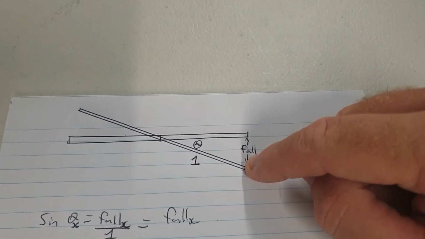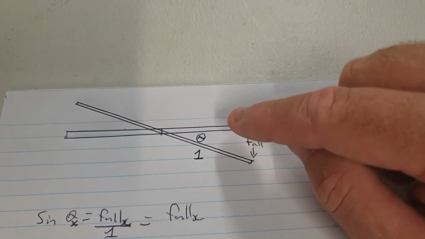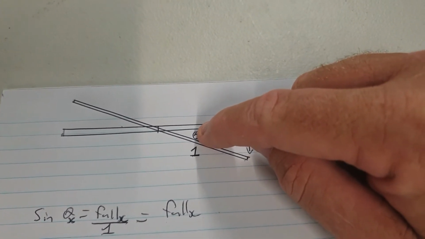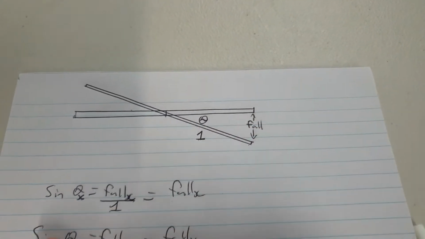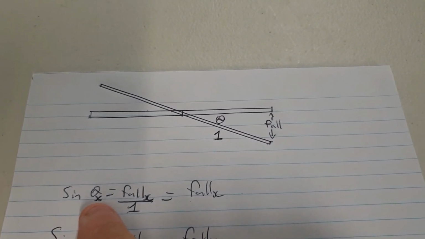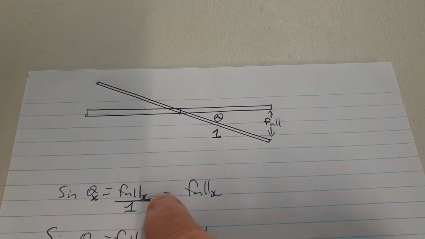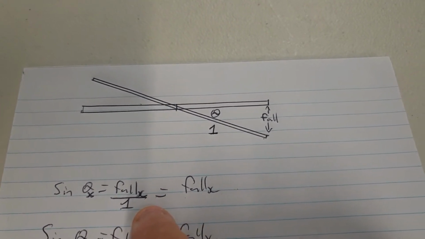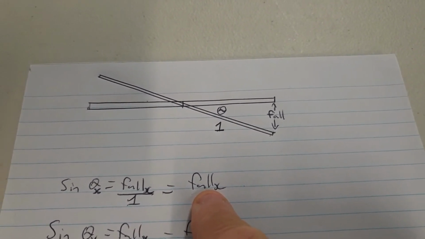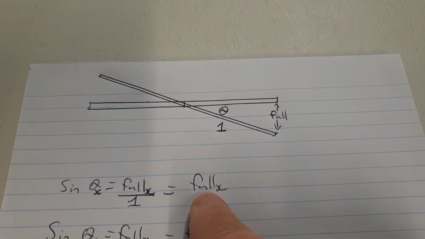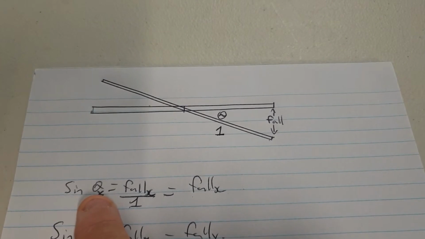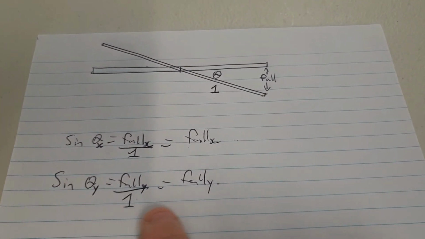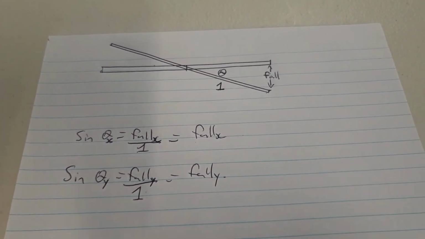Now we know from trigonometry that the sine of this angle will be equal to the opposite over the hypotenuse. So the sine of the angle in the x direction will be equal to the fall in the x direction over 1, which of course is just the fall in the x direction. So we know the fall in the x direction is just going to be the sine of the angle in the x direction. And we're going to get exactly the same thing for the y direction.